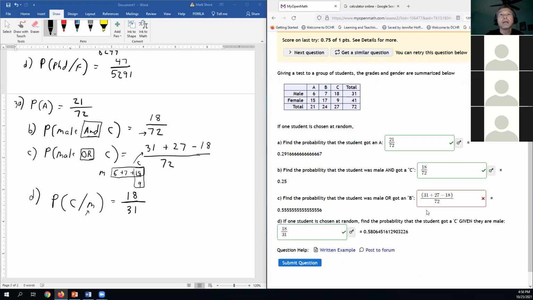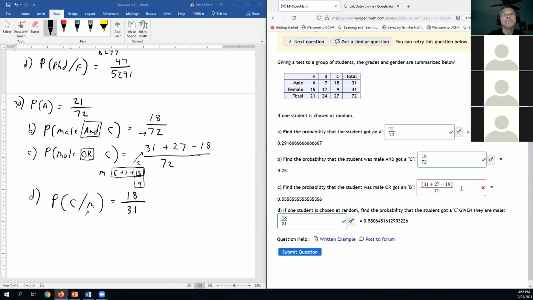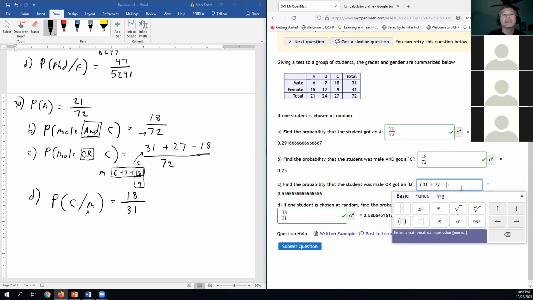And we should be good. Oop. I must have made an arithmetic mistake here. Let's check this one again. So find the probability that the student is male. Oh, it says B. Daggone it. I wrote down C. So I tell you what, let's do the problem again for practice.